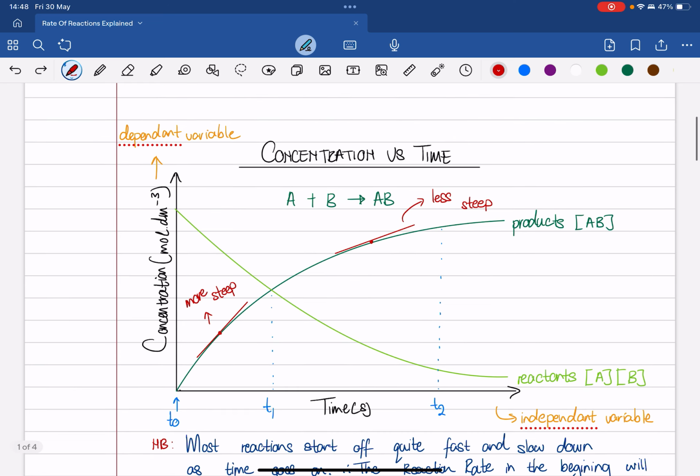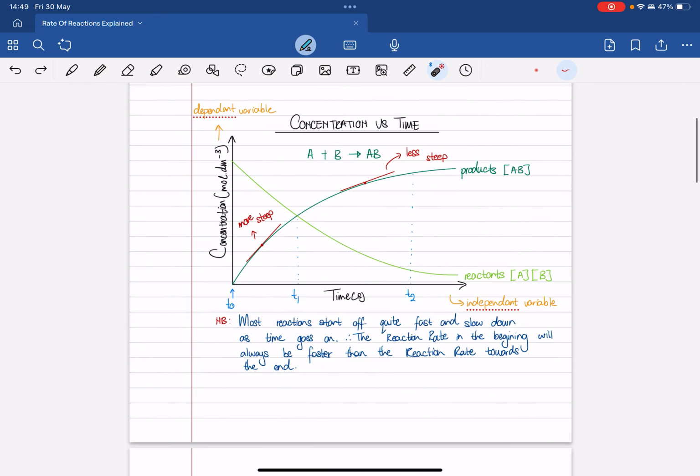I also indicated here that if you want to figure out what your dependent and independent variable is for a reaction, you will be asked this by the examiner. You just look at your axes. So whatever's on the y-axis is always your dependent variable, and whatever's on the x-axis is always your independent variable. Most of the time, this will be time for you, okay? This is in the concentration versus time graph, okay? Wonderful.